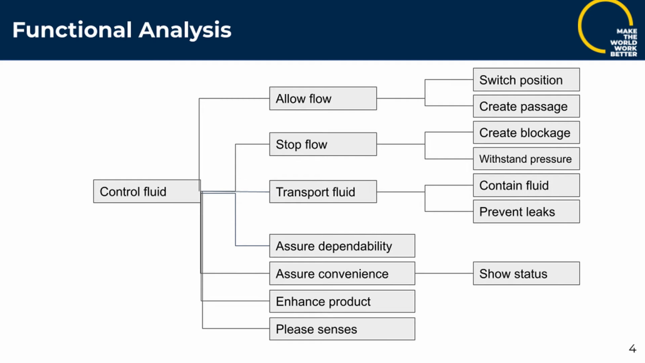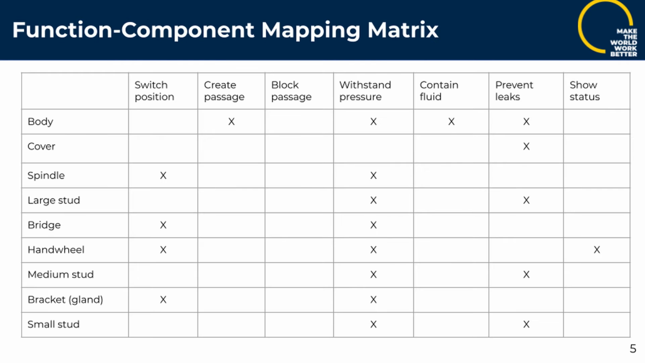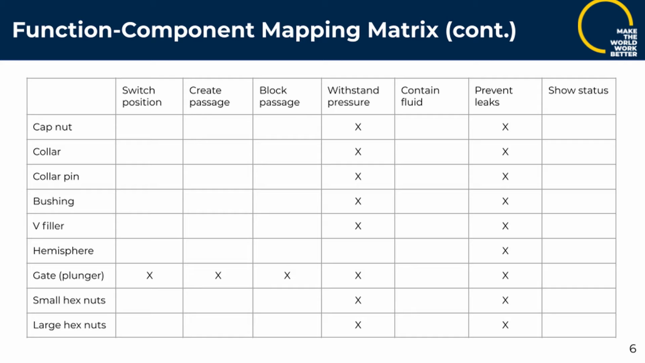We did a functional analysis for the redesign of a valve, and the main purpose of a valve is to control fluid. And then as you move right, you can see we had 7 final functives that we came up with. The function component mapping matrix is used to match the components of the gate valve to their respective functions. As you can see here, most of these components are used to withstand pressure and prevent leaks. The spindle, bridge, handwheel, and bracket are used to switch positions, while the body is the main part that contains the fluid. On the next slide here, the gate or plunger is used to create and block the passage.